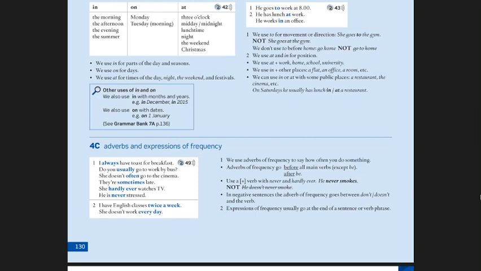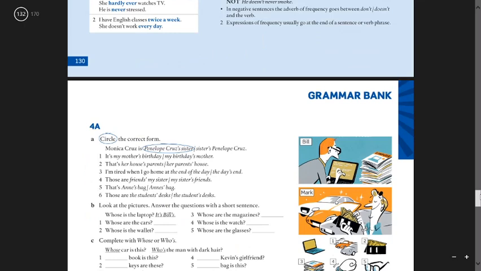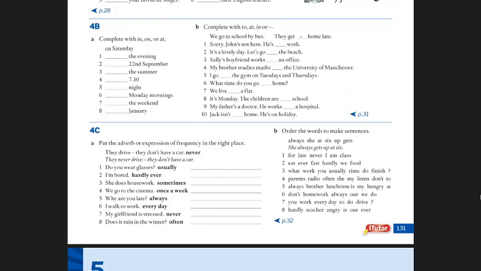So, then you have to go to the part of activities. In activity A, you have to put the adverbs or expressions of frequency in the right place, okay? So you have to write the expressions of frequency in the right place of the sentence. And then in activity B, you have to order the words to make sentences, right? So that is all what you have to do. When you finish that, go back to page 32 in the student's book.